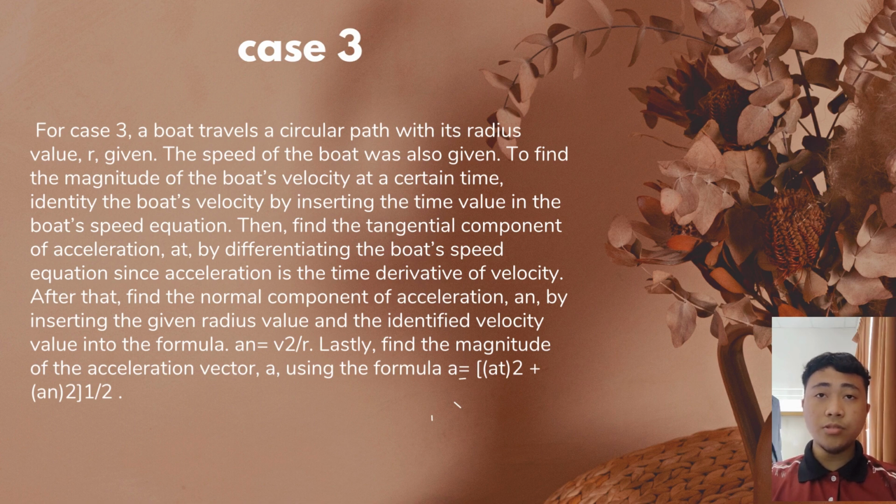For the third case, we have a boat that travels in a circular path with its radius value given. The speed of the boat was also given. To find the magnitude of the boat's velocity at a certain time, we need to identify the boat's velocity by inserting the time value in the boat's speed equation. Then, we can find the tangential component of acceleration by differentiating the boat's speed function, since acceleration is the time derivative of velocity. After that, we can find the normal component of acceleration by inserting the given radius value from earlier in the case and the identified velocity value into its formula. And lastly, we can find the magnitude of the acceleration vector using both the normal and tangential components in the formula for the magnitude of the acceleration.